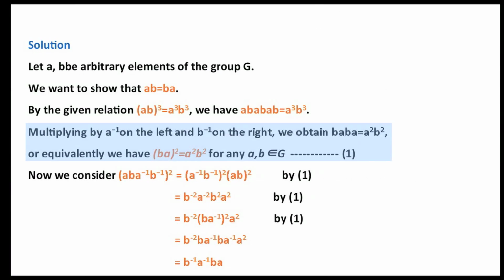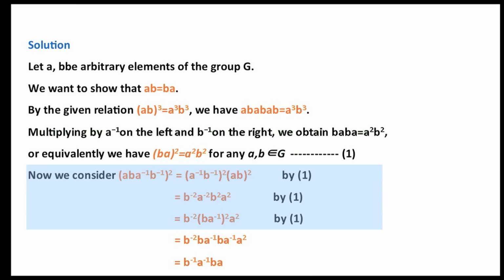Multiplying by a⁻¹ on the left and b⁻¹ on the right, we obtain (ba)² = a²b², or equivalently we have (ba)² = a²b² for any a, b belonging to G.